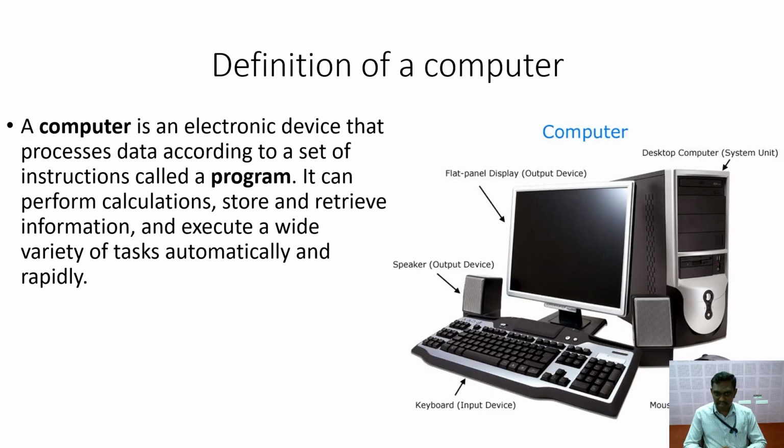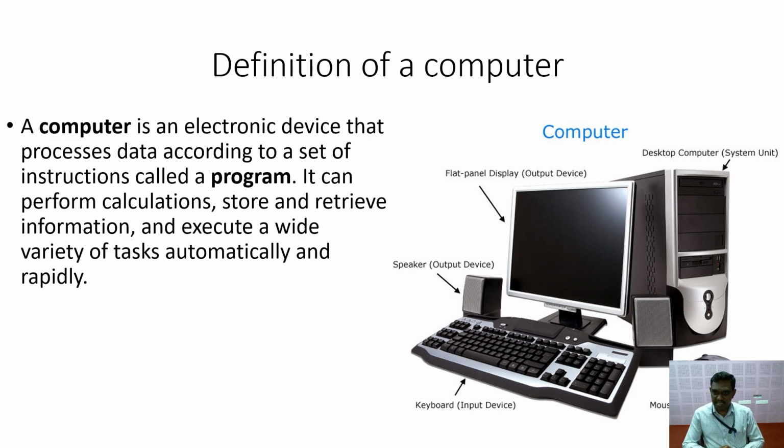A computer is an electronic device that processes data according to a set of instructions called a program. It can perform calculations, store and retrieve information, and execute a wide variety of tasks automatically and rapidly. We know all about the computer, we are using the computer on a daily basis. So a computer is an electronic device, and it contains a set of instructions. According to the instructions, it will give the output. So this is the computer.